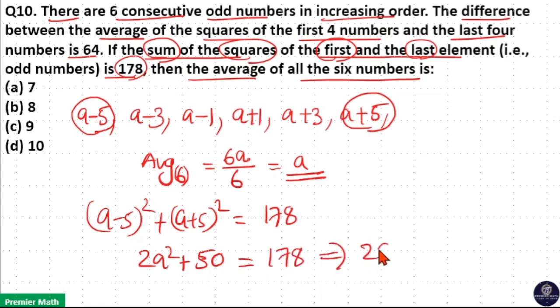Means 2a square is equal to 178 minus 50, 128. 2 goes 64 times in 128. So a square is 64, which means a is equal to 8. So option B is your answer.